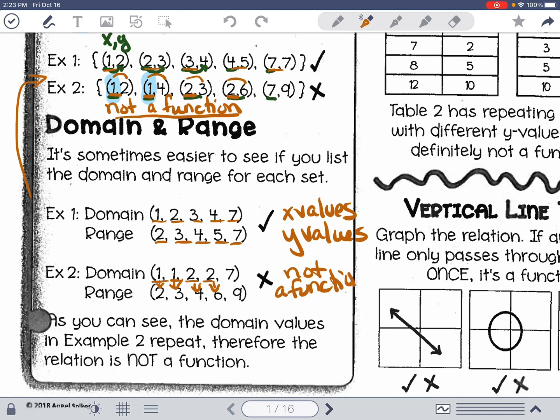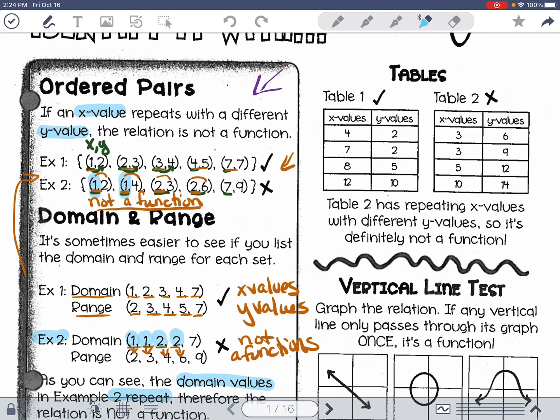This is just two ways to present the information. One is the list of ordered pairs, and the other is just listing the domain and range. As you can see, the domain values in example 2 repeat. Okay, they repeat. Therefore, the relation is not a function. They repeat and they're matched with different outputs.